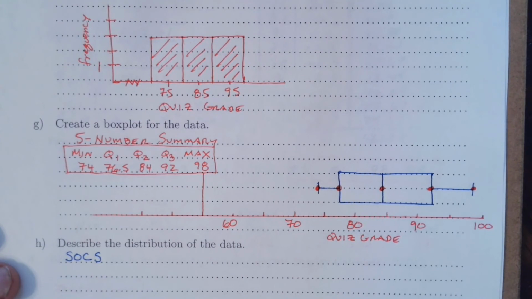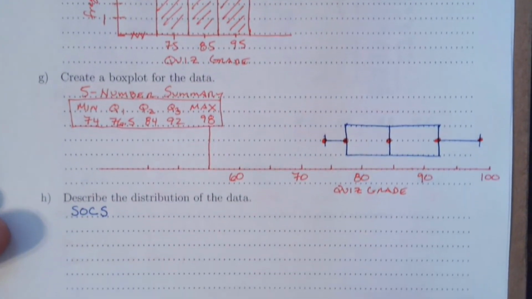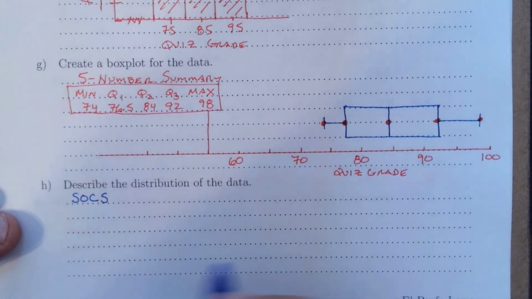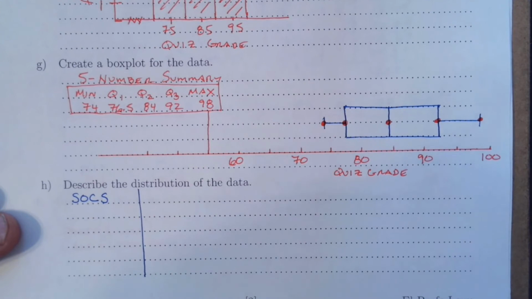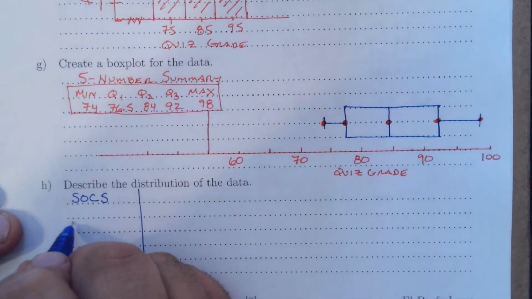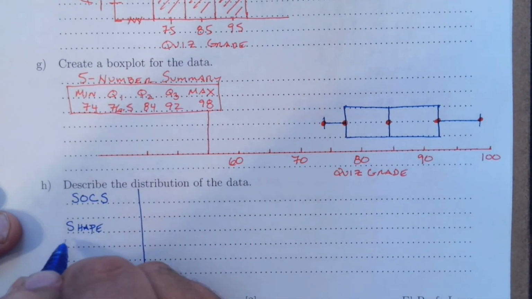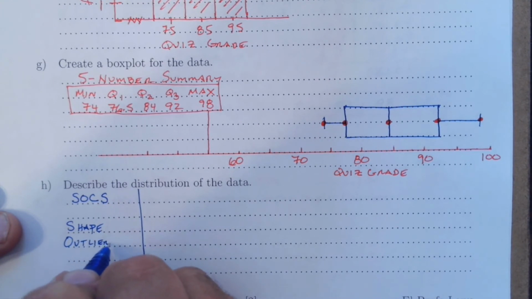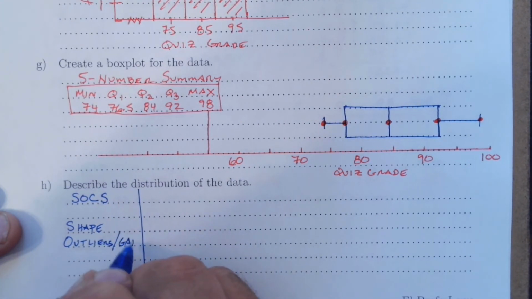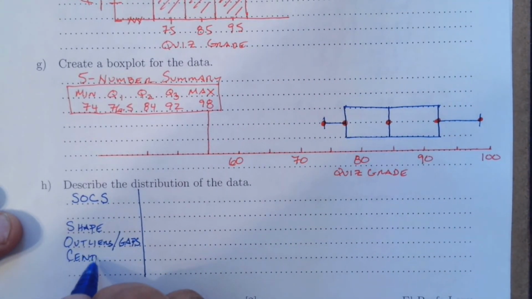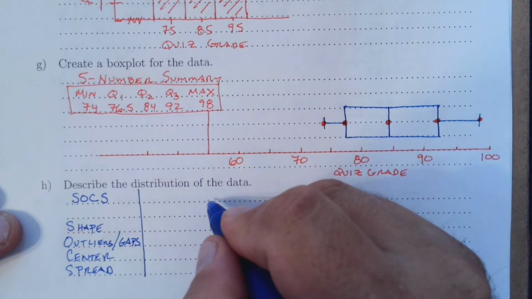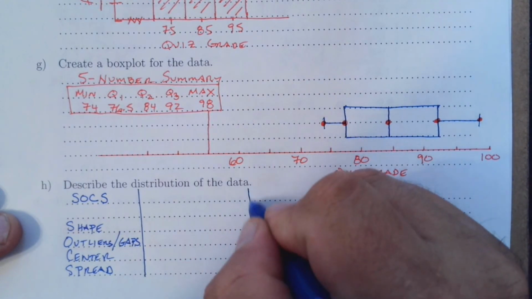When I'm describing, SOCS will be a nice acronym that I can use. That acronym SOCS is saying the things that I should always discuss when describing a distribution of data: the shape, any outliers or any gaps, any unusual features, the center, and the spread. Now, I'll have some options for some of these.